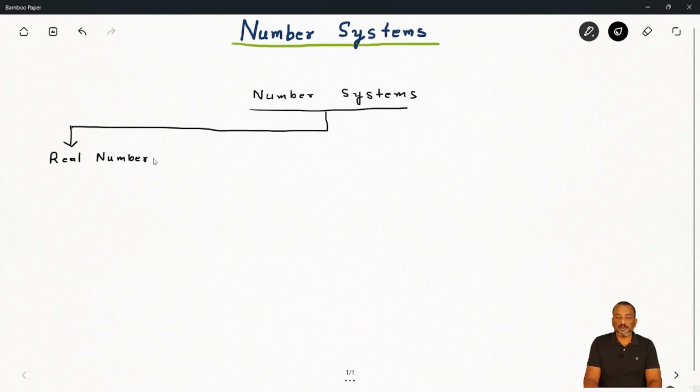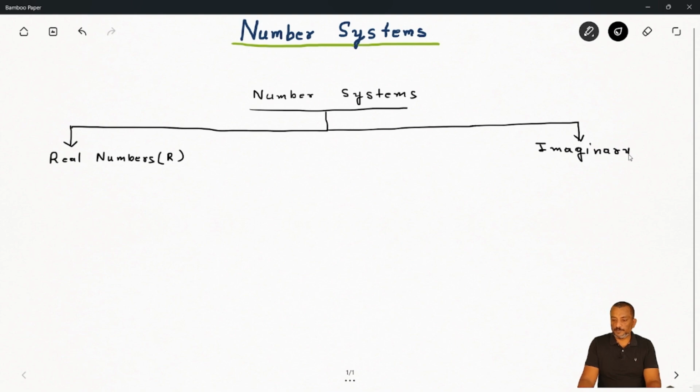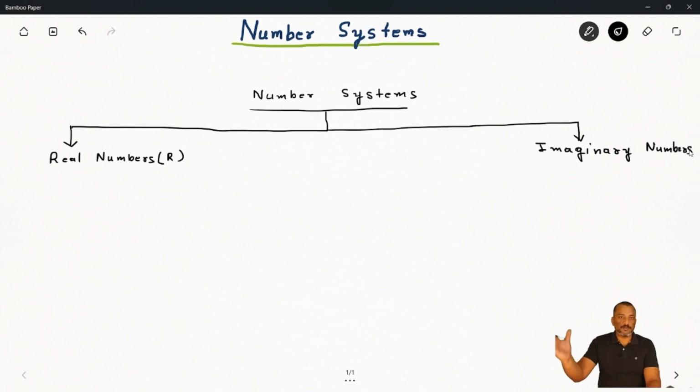Real numbers are represented by the capital letter R. And the second one is imaginary numbers. About imaginary numbers, you will see the details in grade 11.